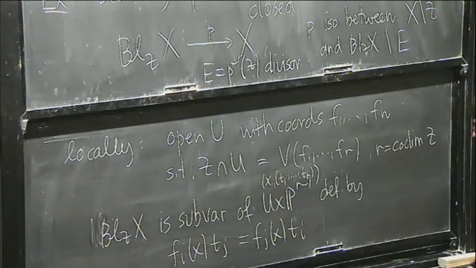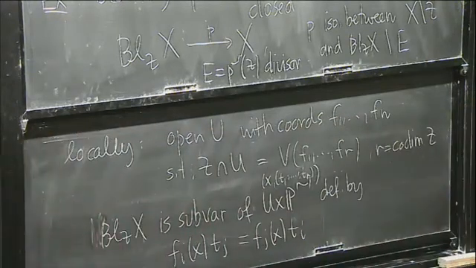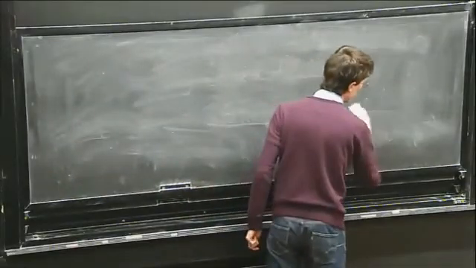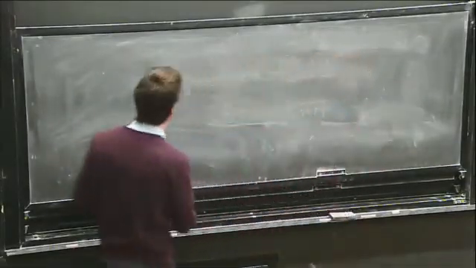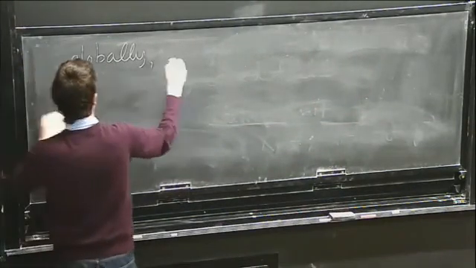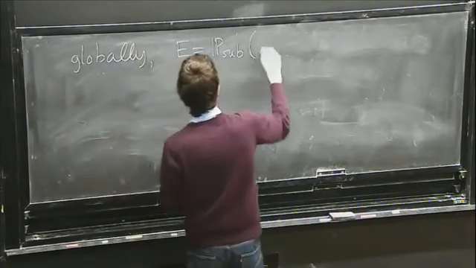And yeah, so globally, well, anyway, this is like the local picture. Globally, you cannot necessarily choose these functions that define z globally, and so then it's not just a product between x and the projective space, but there's a non-trivial bundle. So globally, this E is actually the projectivization of the normal bundle.